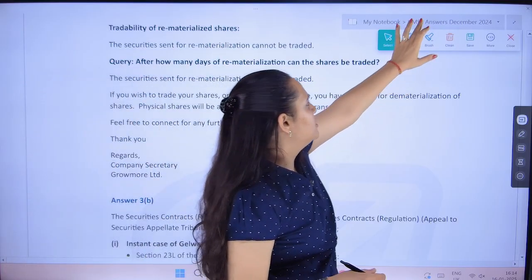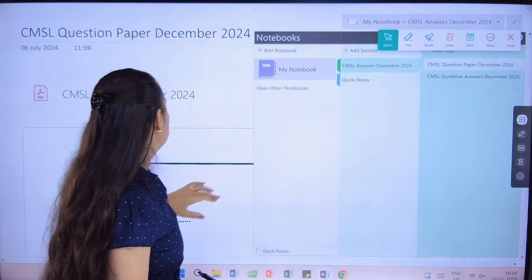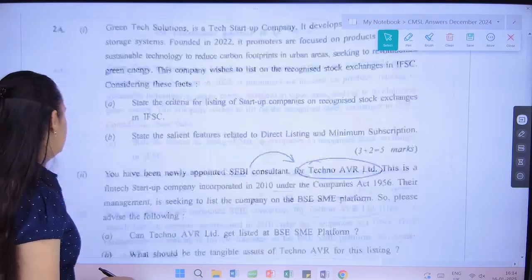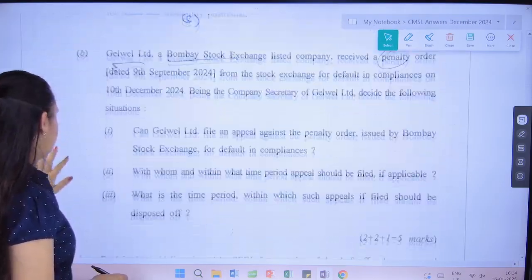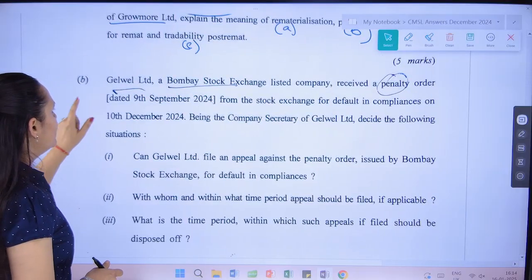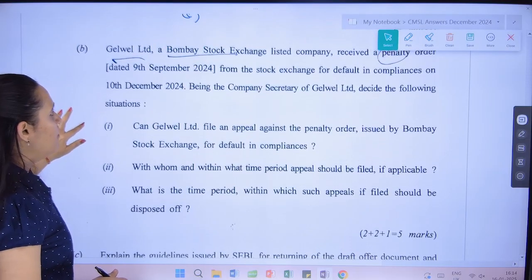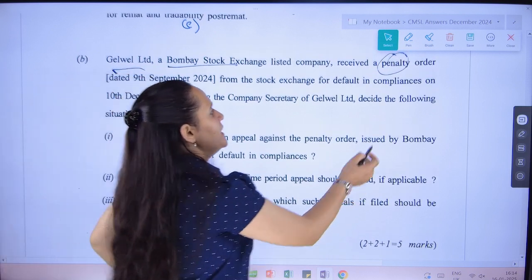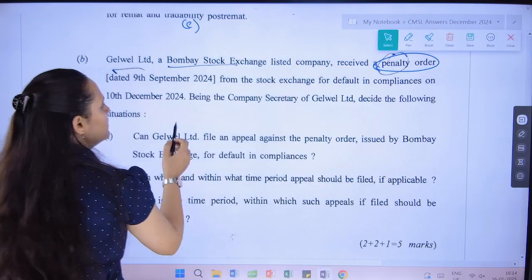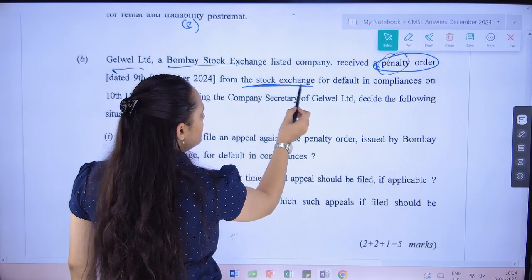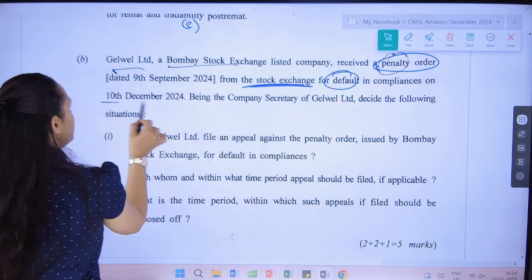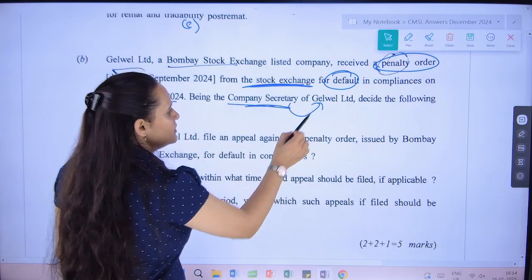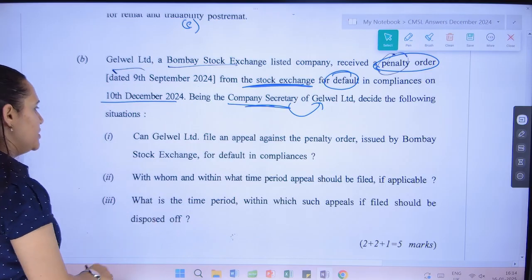Let's move to the next question. It is a mandatory question, no option. Question 3B. Gelwell Limited, a Bombay Stock Exchange listed company, has received a penalty order from the stock exchange for a default in compliance on 10th December 2024. Being the company secretary of Gelwell Limited, you have to decide the following situations.